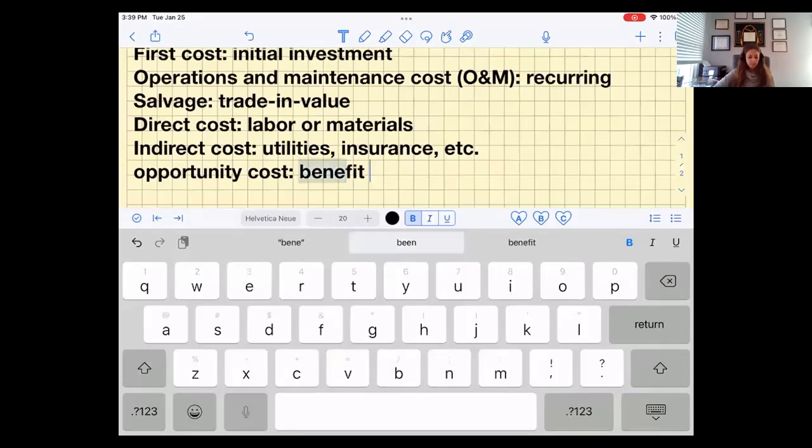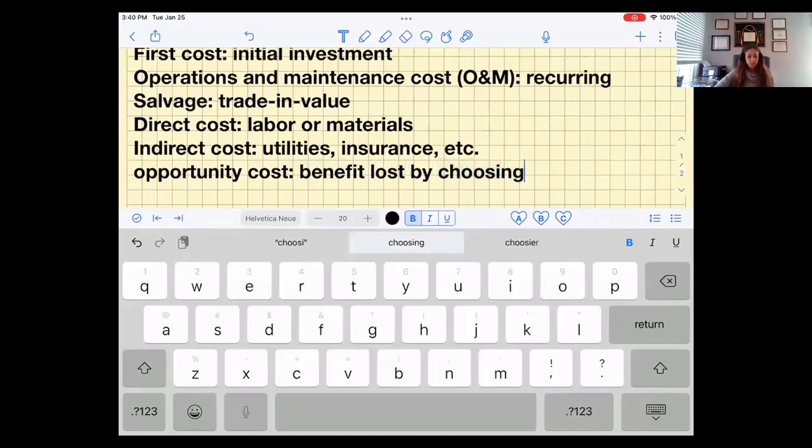So it's the benefit that you lost by choosing the alternative.